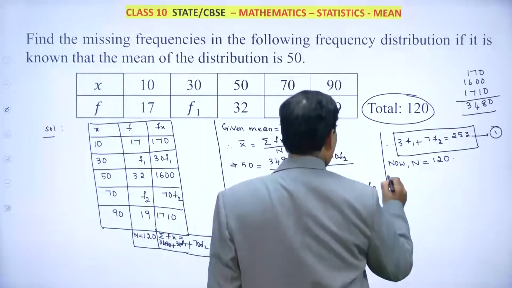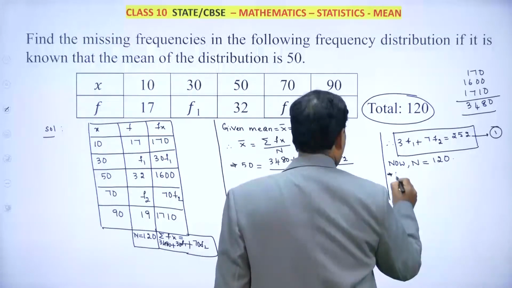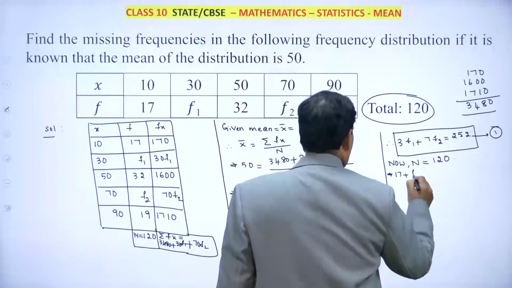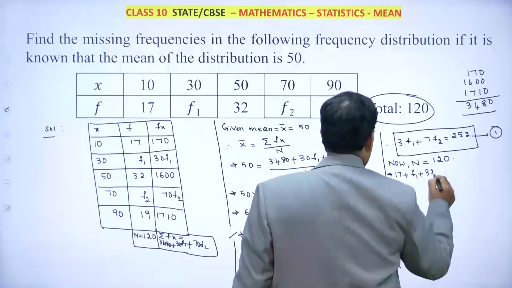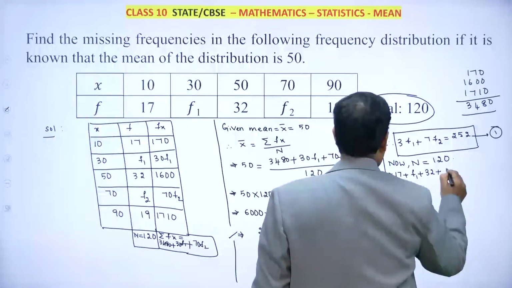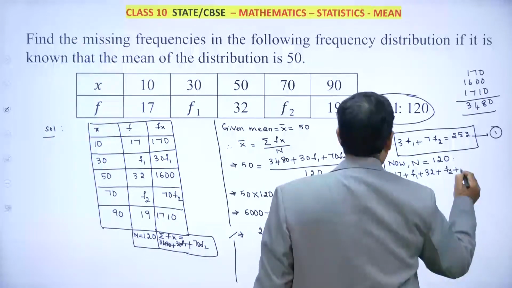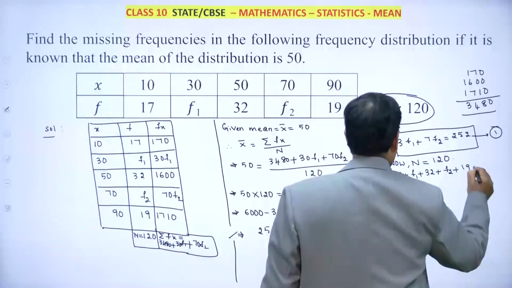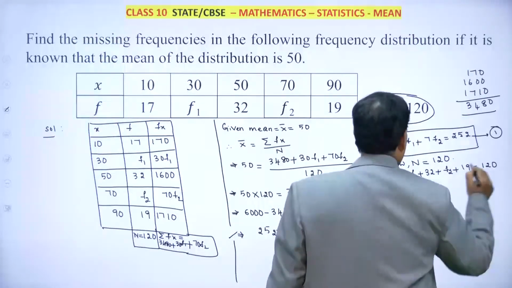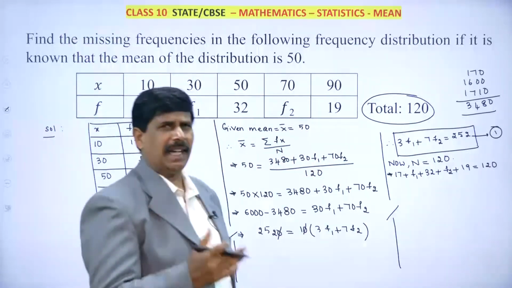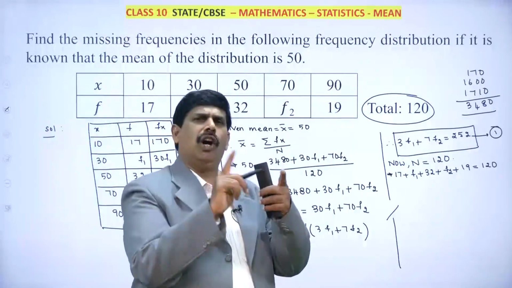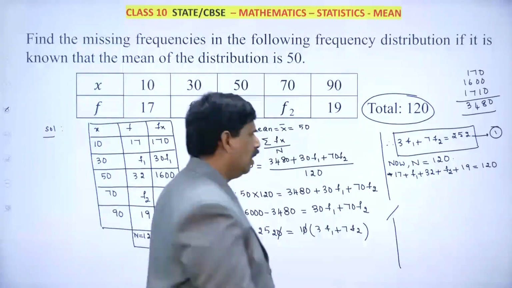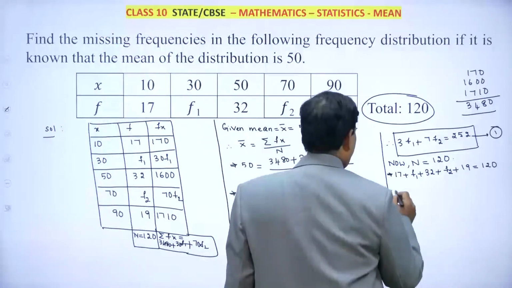17 plus f1 plus 32 plus f2 plus 19. This is equal to 120. So now if I simplify, I will get one more equation in terms of f1 and f2. Then I will solve both the equations. Is it clear?